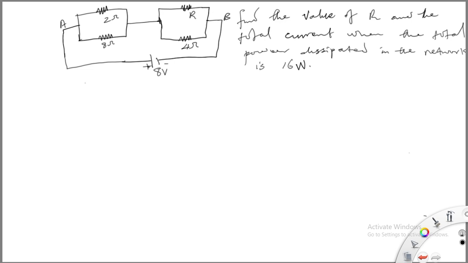So the question we have before us today is this, which says: find the value of R and the total current when the total power dissipated in the network is 16 watts. So let's say solution for a start.